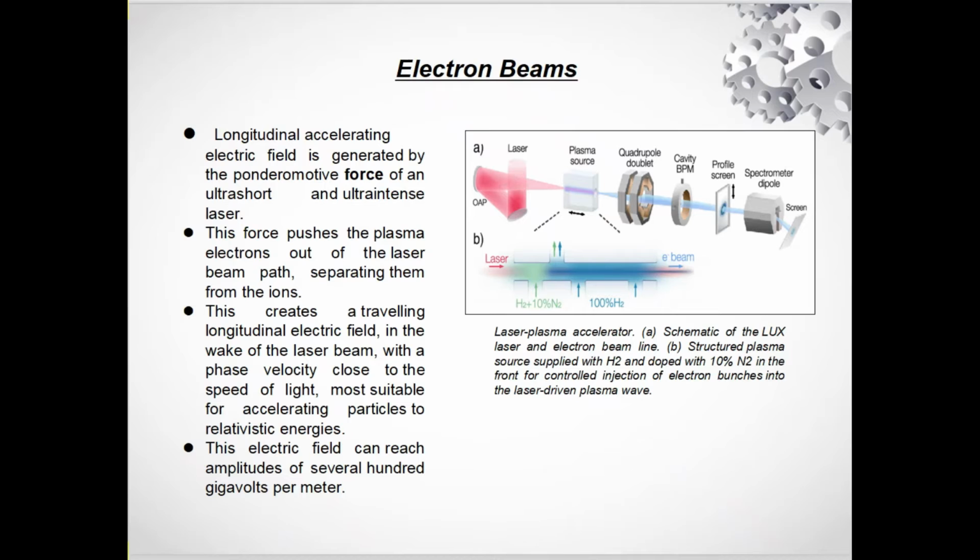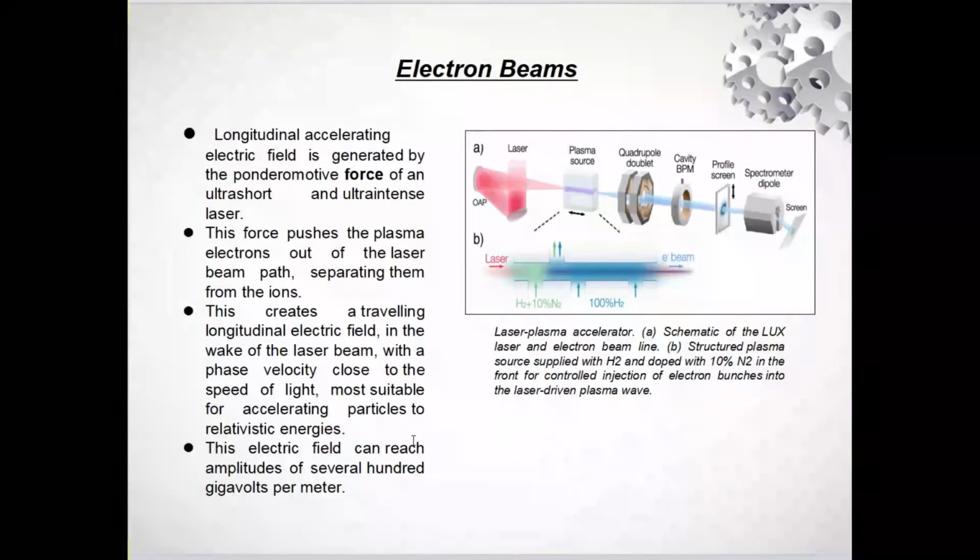For electron beams, as we have seen in this figure, the diagram of laser plasma accelerator. For figure A, this is the schematic of the LUX laser and electron beam line. For figure B, this is the structured plasma source supplied with H2 and doped with 10% N2 in the front for the controlled injection of electron bunches into the laser-driven plasma wave.